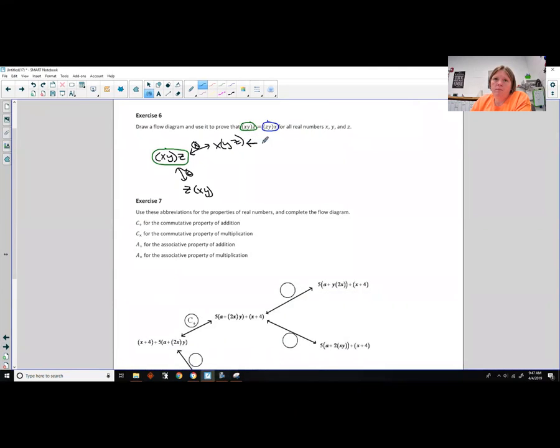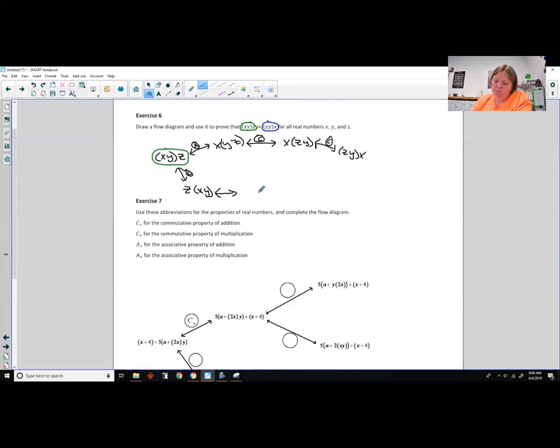Okay, so from this one, what can we do? Well, I can rearrange the z and the y in the parentheses, and that is a commutative property. Order does not matter. And then when I continue, I can take the z and the y and put them before the x, and that is also a commutative property. And now we have zyx.